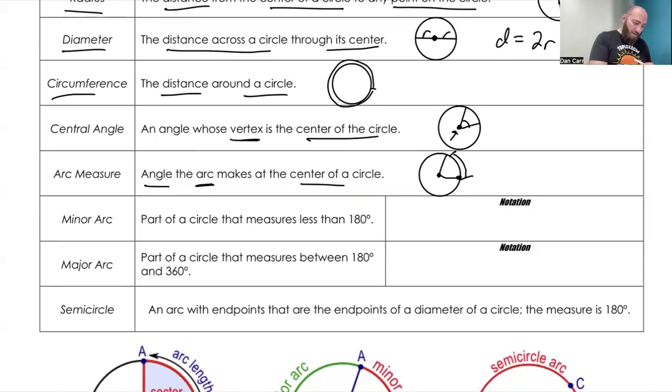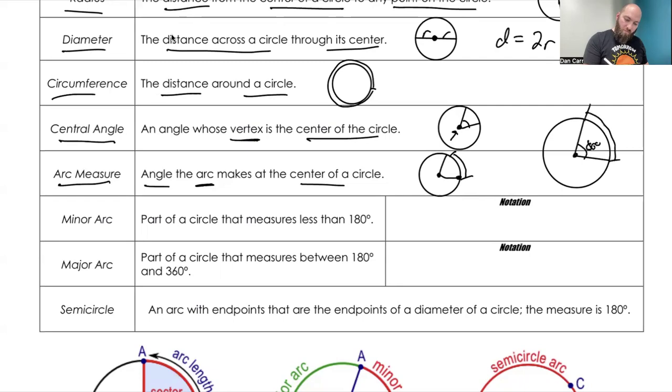It's important to know that a central angle and an arc measure are always going to match up. So for example, let me just draw a little bigger circle here. All right, sorry about that. So if I do something like this, for example, here's my central angle. Let's say I made this to be about 80 degrees. The arc measure is also 80 degrees. So central angle and arc measure always match up.